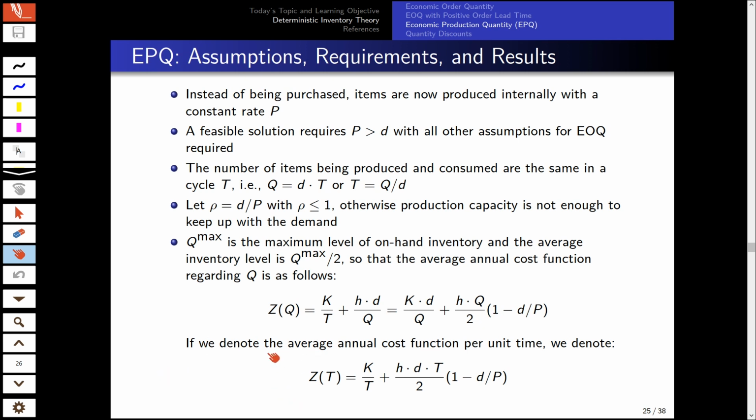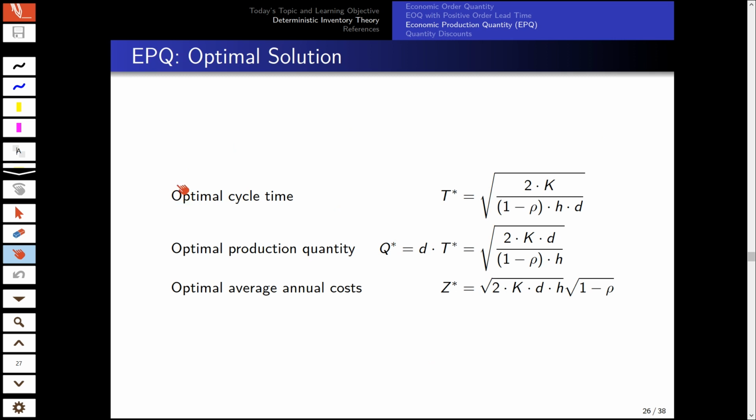If we look now at the overall total cost for inventory holding and for setup costs, then we can rewrite these terms. We take the total cost function, and then we want to determine the optimal cycle time, the optimal production quantity and the optimal average annual cost. We get the following expressions for these items.